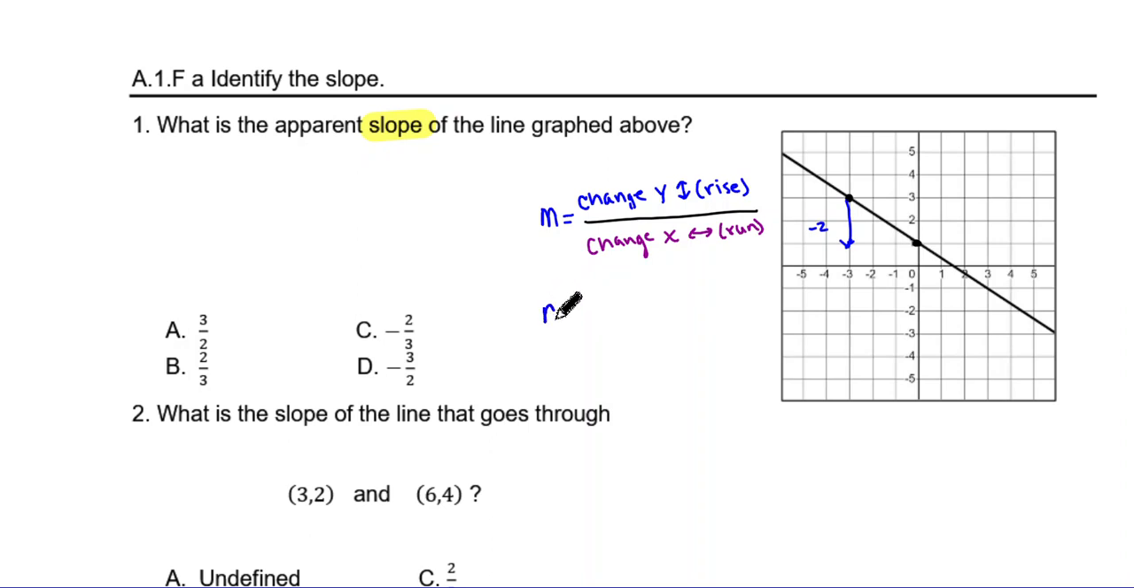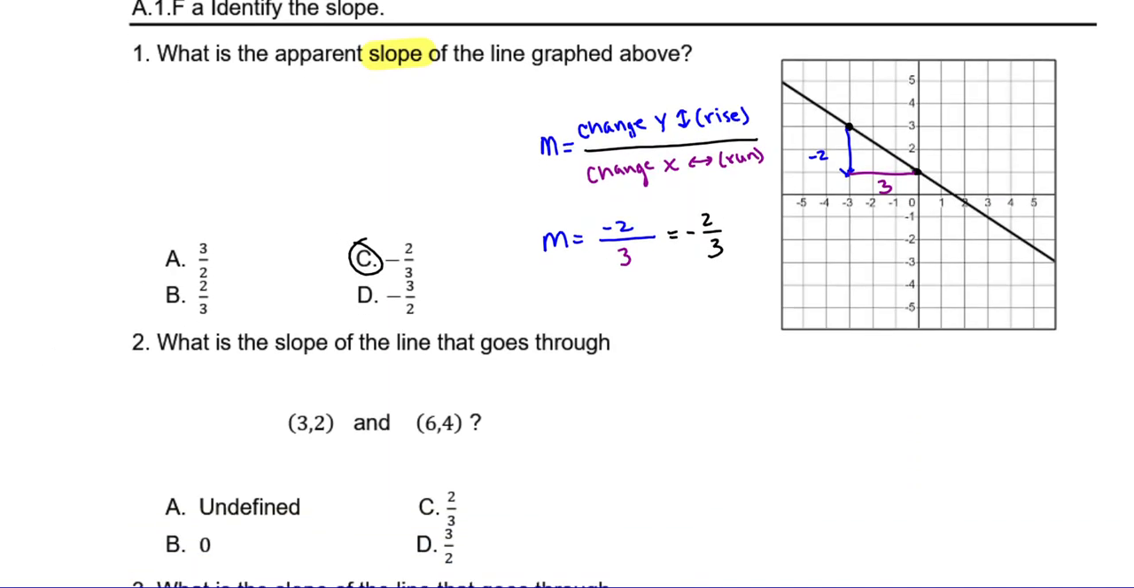So here's the slope. It's going to be -2 divided by the change in x. How far is it going to the right? 1, 2, 3. And that's the slope. You notice that it's negative. The line is going down, so it will be a negative slope. Then it's -2/3. That's about it. So that's one way we can do it.